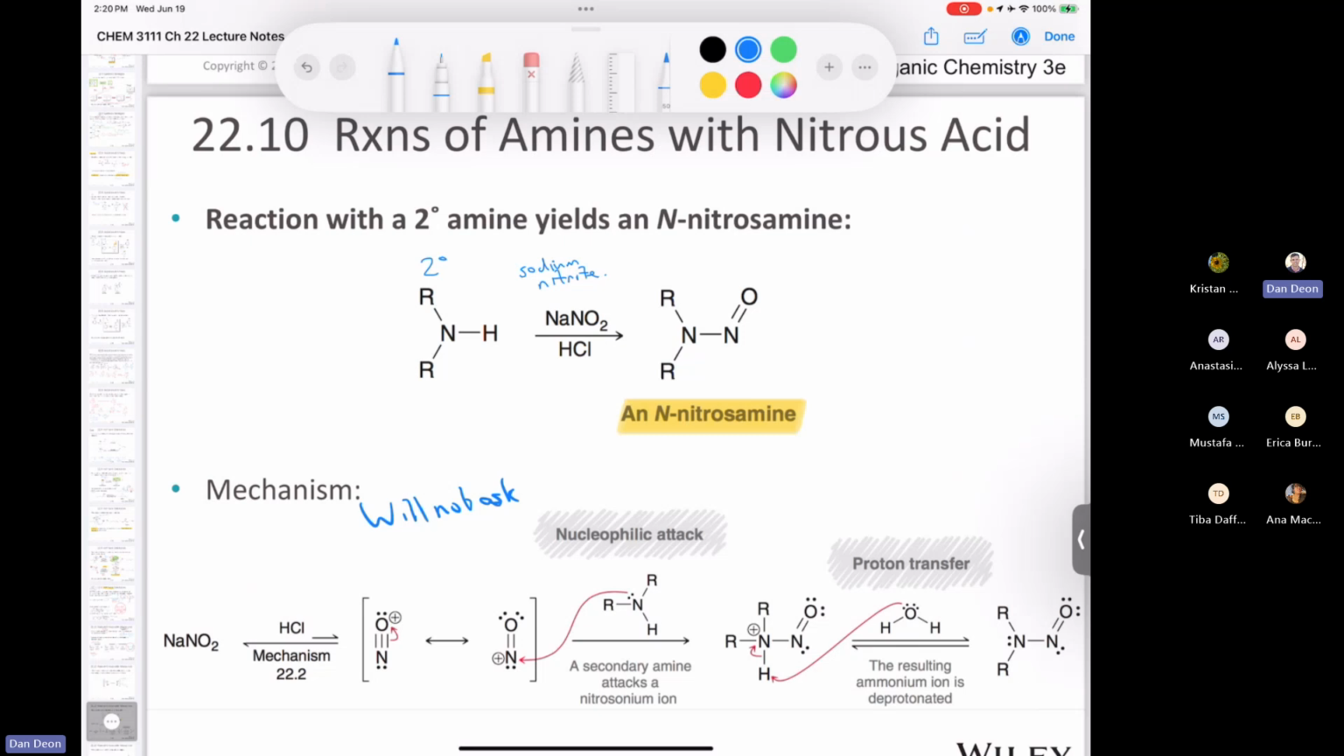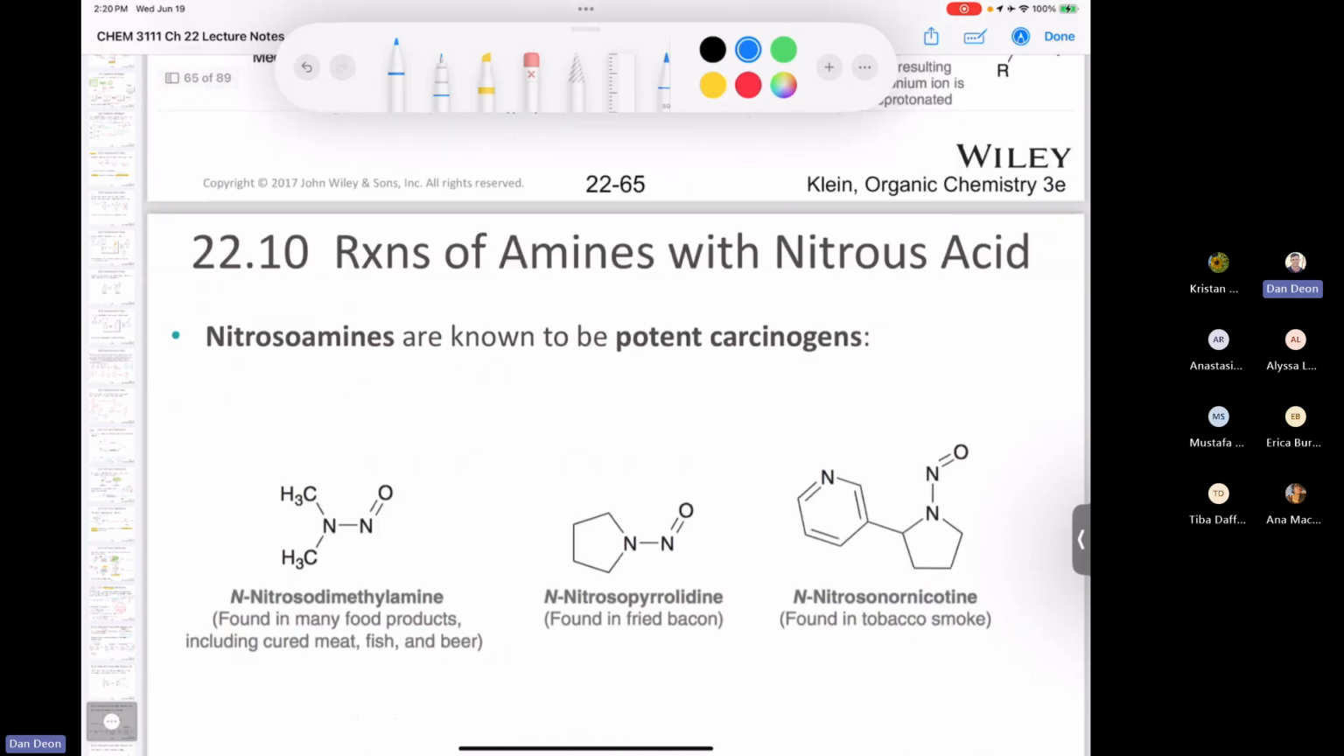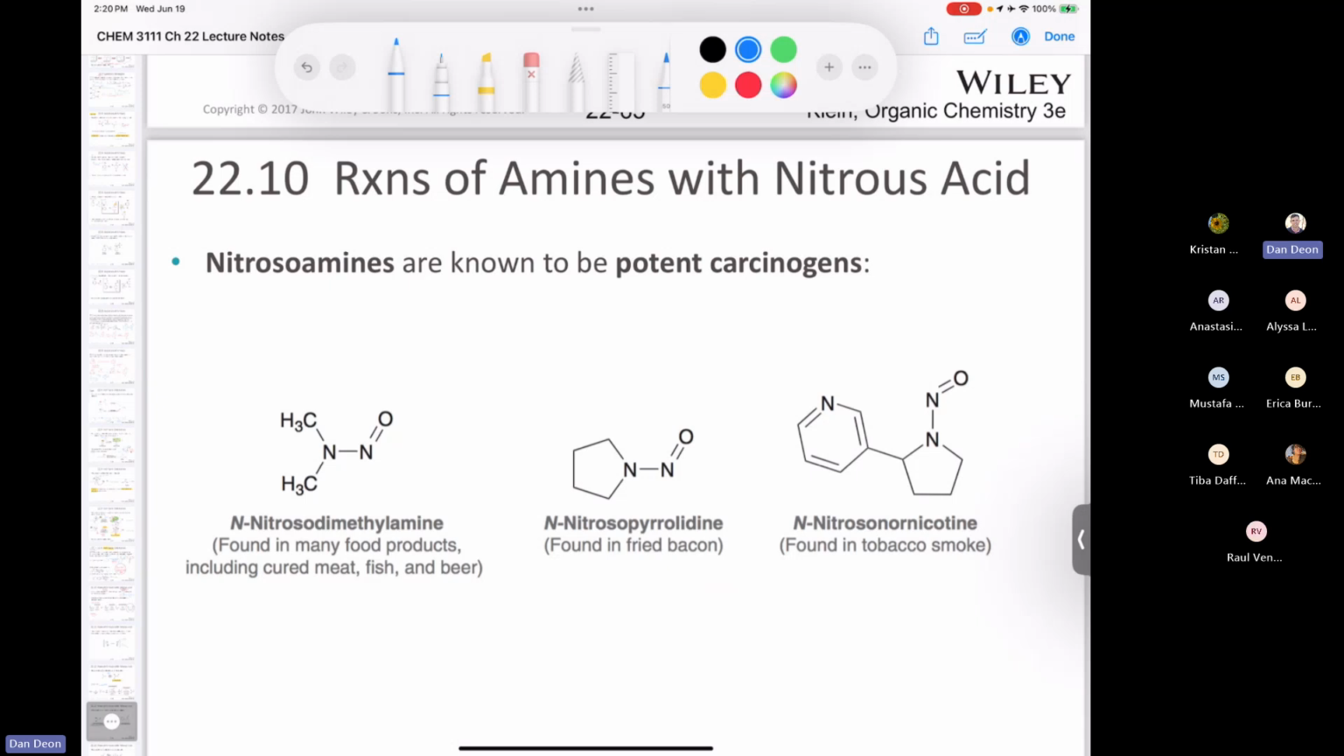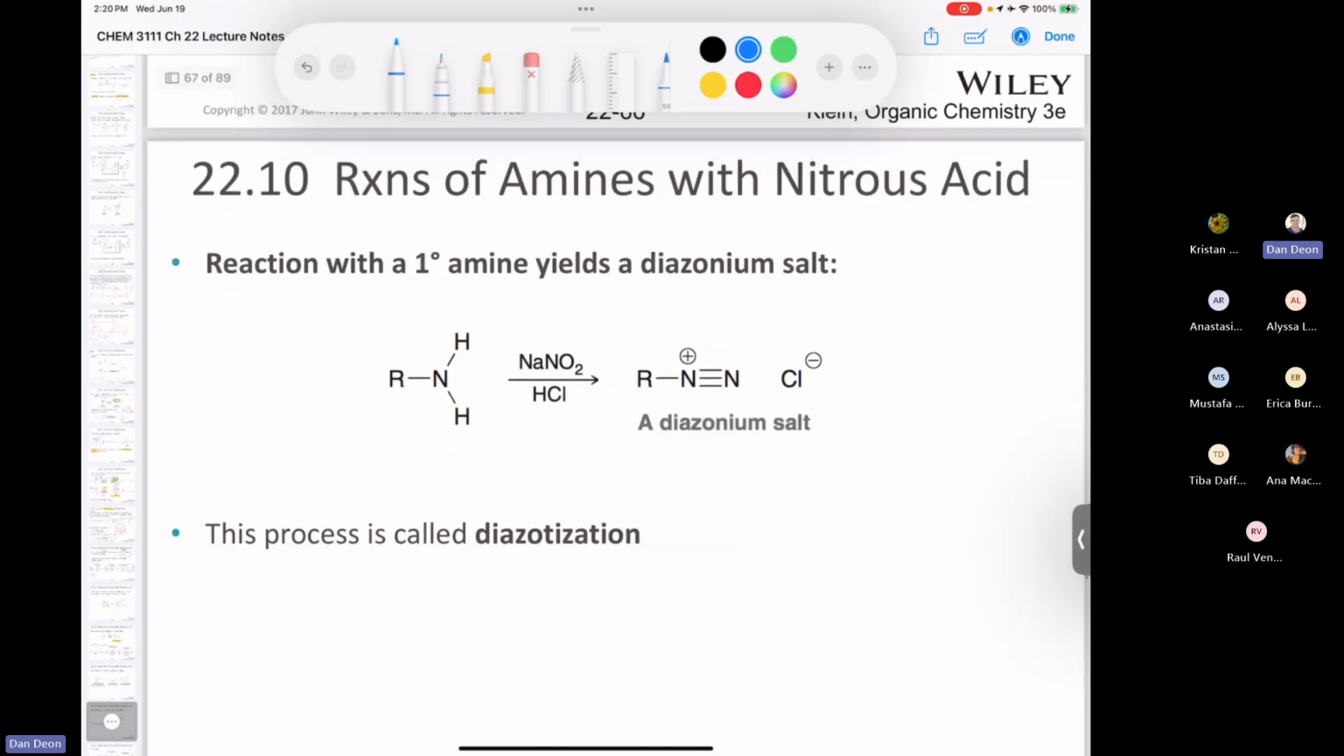Now, if you're wondering, why did you say this was not going to be super useful? Well, it's because nitrosamines are actually carcinogenic. Maybe they do have a place somewhere in a medicine that I'm not aware of, but you find them in things like canned foods, cold cuts, beer, fried bacon and tobacco smoke, all things that I enjoy. But anyhow, so there you go. That's why we don't spend a lot of time talking about nitrosamines, because they're carcinogenic, which means they cause cancer. Are you good with me on that?